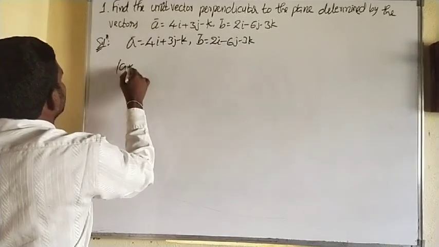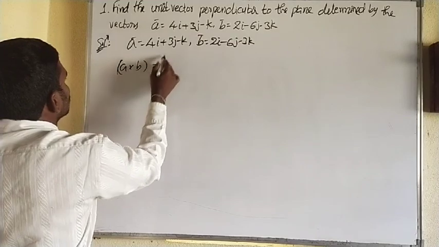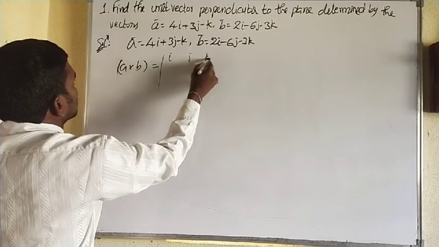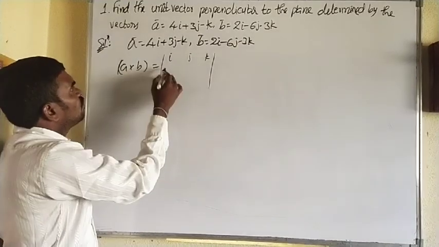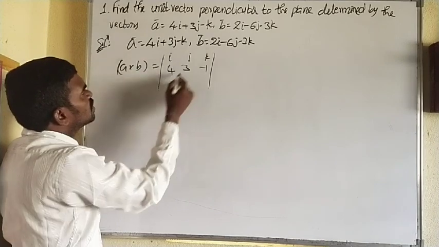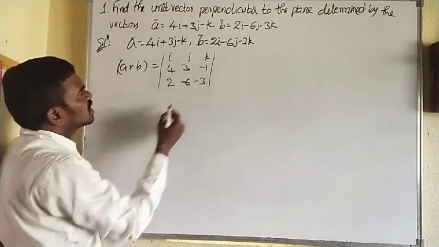So what is A cross B? A cross B is equal to the determinant of i, j, k. What are the elements of A? 4, 3, minus 1. Elements of B? 2, minus 6, minus 3.